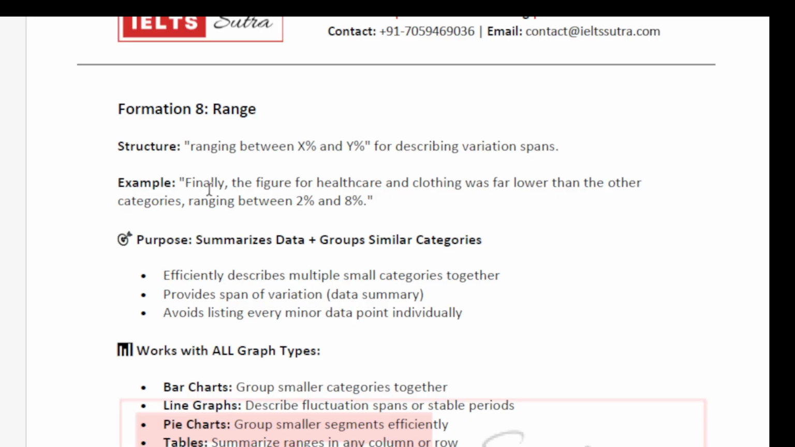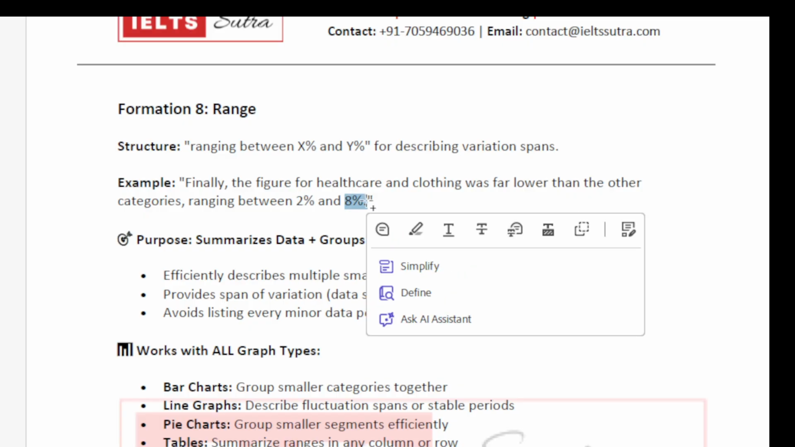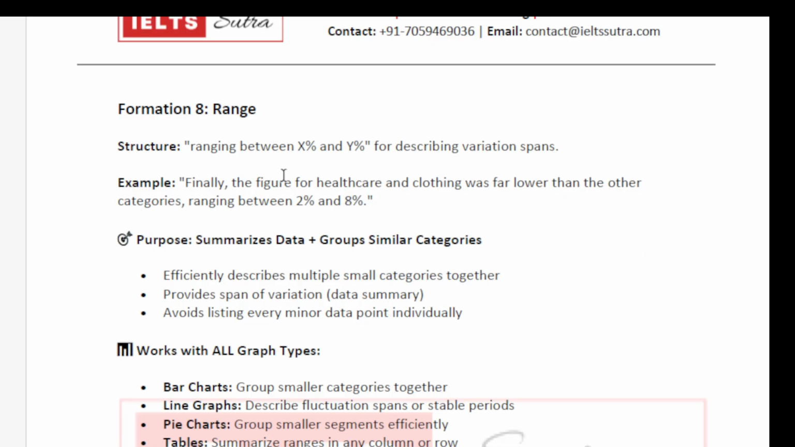For example, we can do something like this. Finally, the figure for healthcare and clothing was far lower than the other categories, ranging between 2% and 8%, which means that the figure for healthcare and clothing was neither lower than 2% nor more than 8%. So it was always between 2% and 8%.